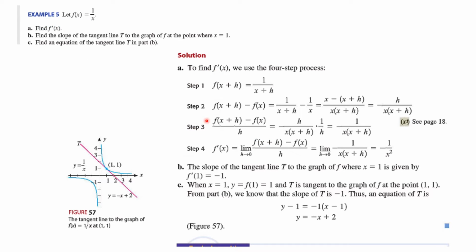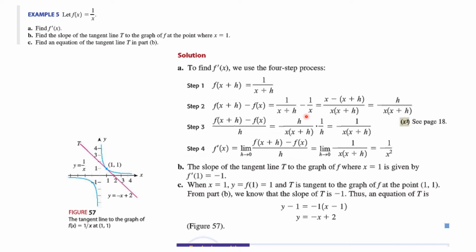Okay, we use the 4-step process again. So we plug in x plus h instead of x. We get 1 over x plus h. Then we subtract off the whole of f of x. So we have this minus this. Now, we have to get a common denominator. You see, we need to use algebra.